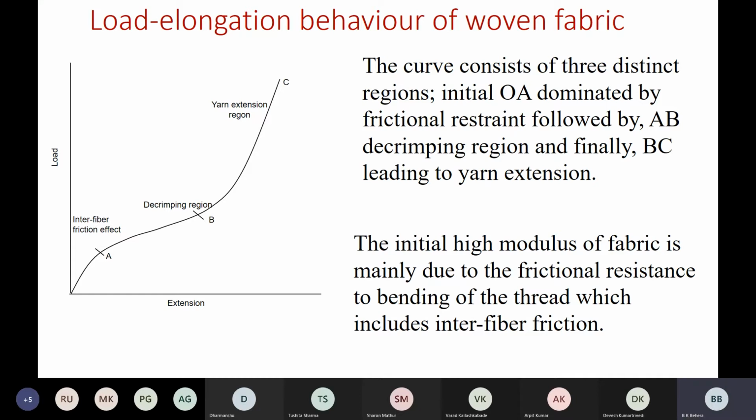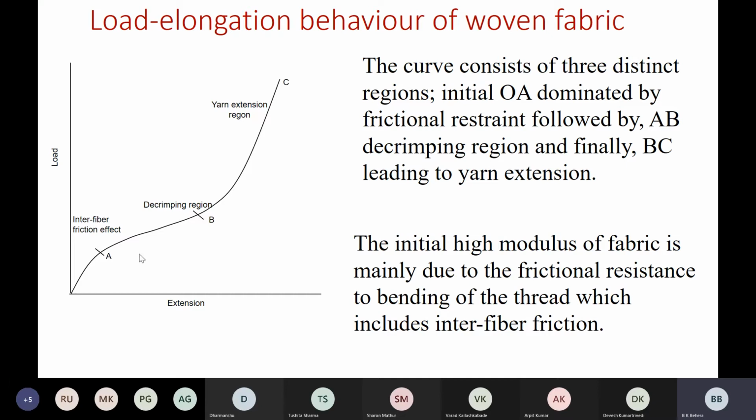It is simply there is a crimp. Crimp means yarn is in wavy form and it will be straightened. With a small load, the yarn gets straightened and it continues from A to B. By the time your curve reaches the point B, all the yarns which were crimped inside the fabric got straightened, and that's why this zone A to B is called decrimping region.